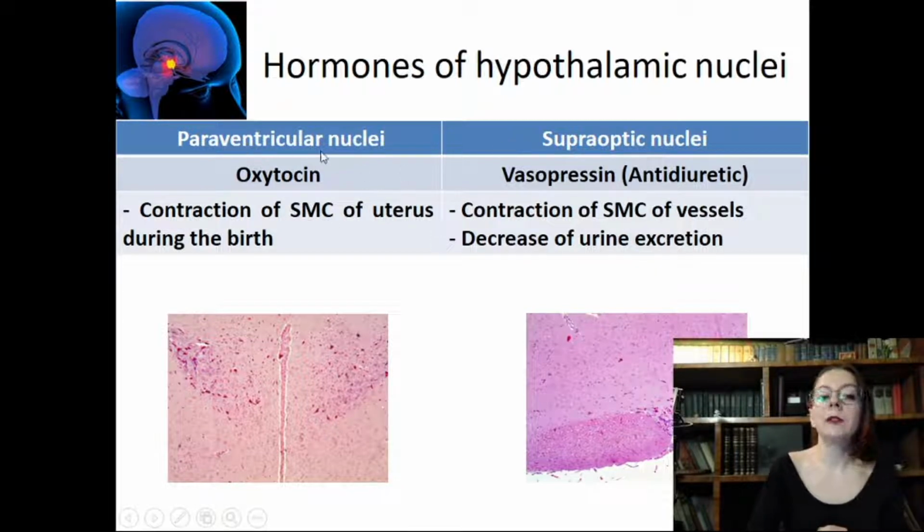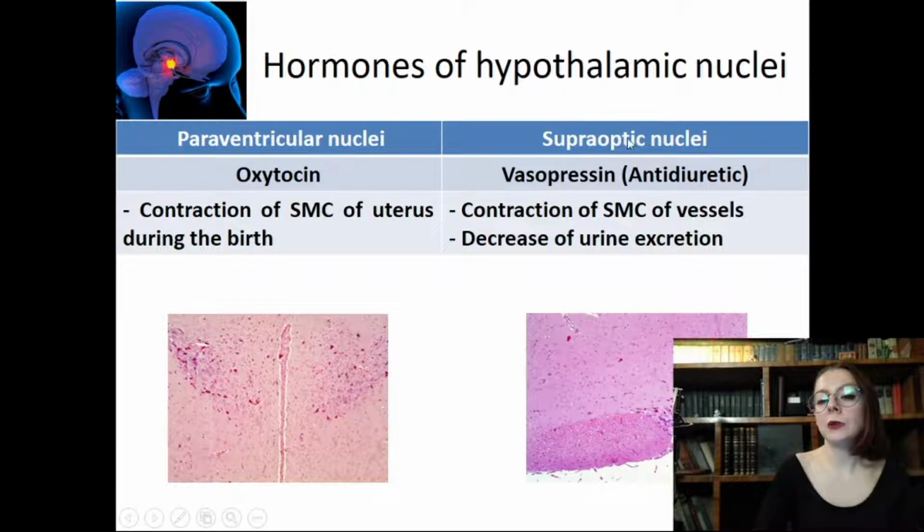So, paraventricular nuclei of the hypothalamus produce oxytocin. This hormone causes the contraction of smooth muscle cells in the uterus during birth, for example. Also, it affects smooth muscle cells in the mammary gland during lactation. Oxytocin is widely used to stimulate delivery in case the natural production of oxytocin is low. And paraventricular nuclei are called so because they are located on each side of the third ventricle in the hypothalamus.